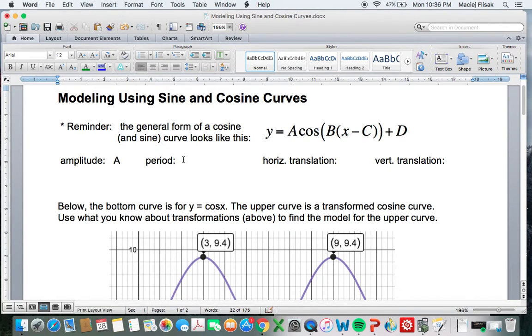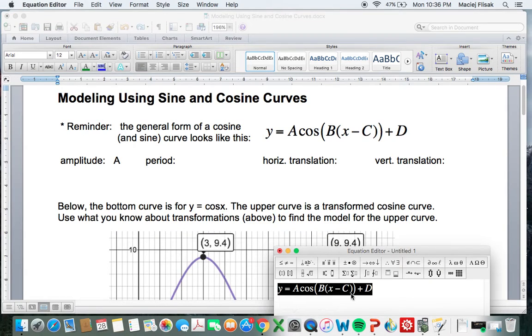So this is just a reminder of the stuff we did. So A is always the amplitude. Period was one that was a little interesting. Period can be figured out using the value inside, the one that affects the compression or stretch of the x values. So the period, if you remember, can be found by doing 2 pi divided by b.